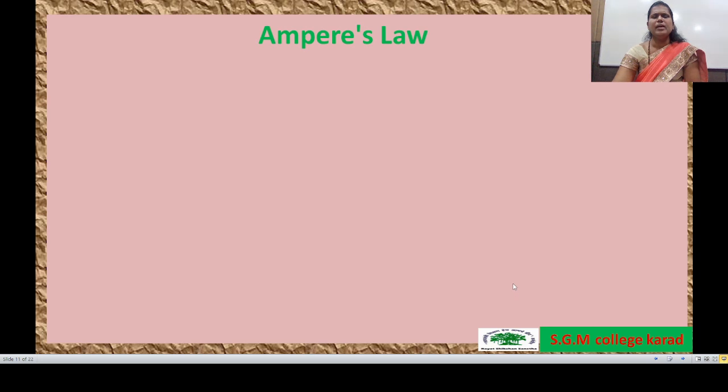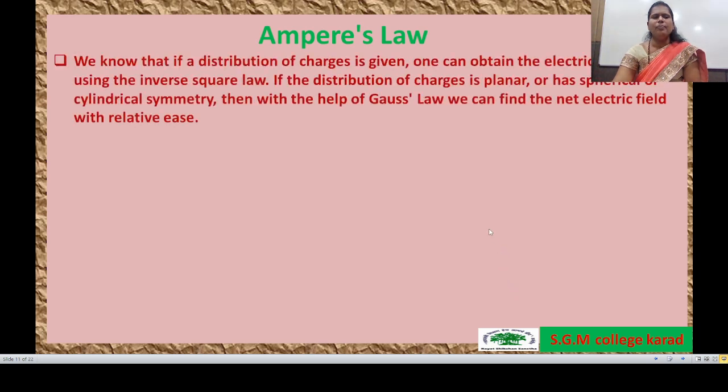Now see here, the next topic is Ampere's law. We know that if the distribution of charges is given, one can obtain the electric field by using the inverse square law. Similarly, using Biot-Savart's law we use the inverse square law. If the distribution of charges is spherically or cylindrically symmetrical, we can use Gauss's law also. In the last section, we already learned the electrostatics topic, where we have seen Gauss's law. Now we can find the net electric field.